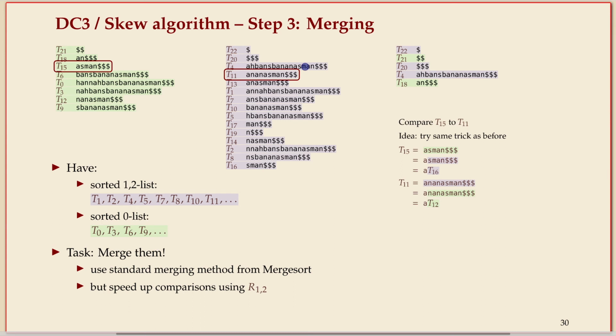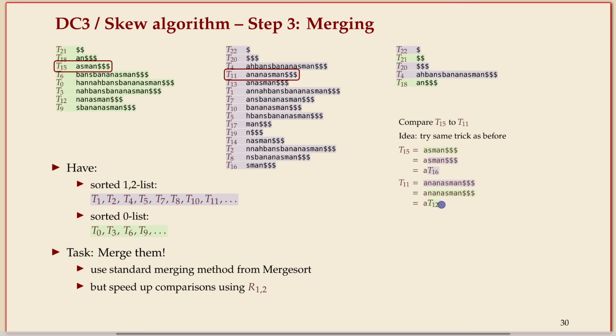So we've been successful with sorting the R0 suffixes by just chopping off the first character. So let's try the same trick again. In this case, we have to compare T15 and T11. Let's try chopping off the first character. So T15 is a green one. Chopping off the first character gives us T16, and that's a blue one. If we do the same to T11, we go from blue to green. And that does not help us at all, because we can't compare green and blue directly.